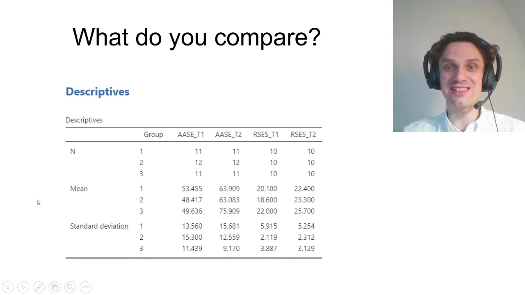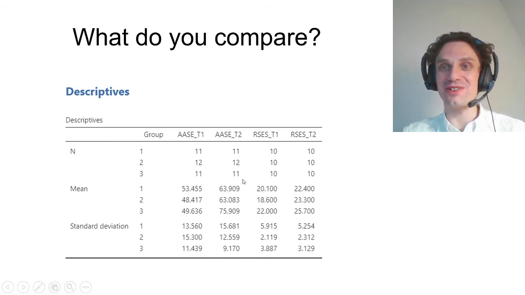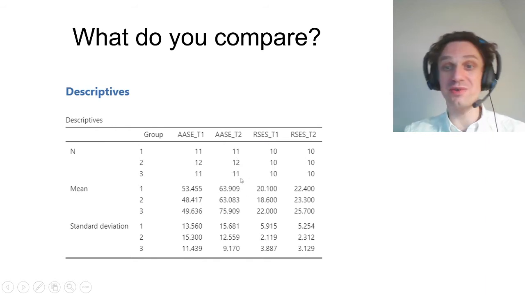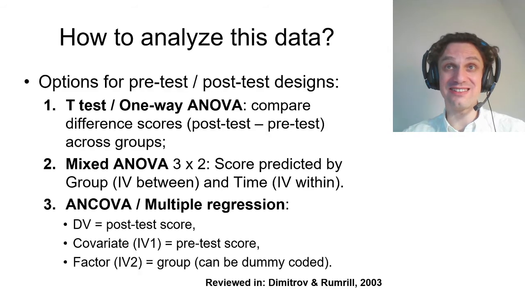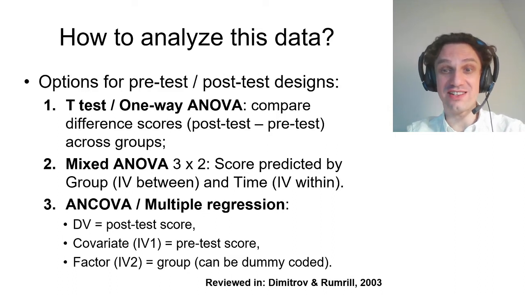The question is, what do you compare with what? Do you compare groups at pre-tests, or do you compare groups at post-tests? Or do you compare pre-test with post-test in each group? In principle, you can do it, but there are more optimal ways to analyze this kind of data using the general linear model.